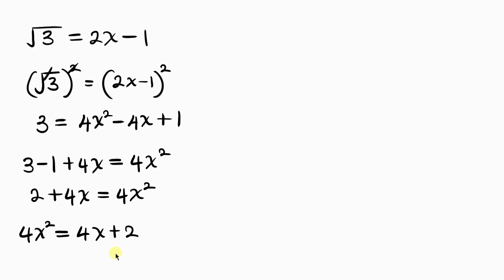Now, our next step will be for us to take the square of both sides. So I'm going to be taking the square of the left-hand side, equal to, I'll do the same thing to the right-hand side. I have 4x plus 2. I'll take the square of the right-hand side.